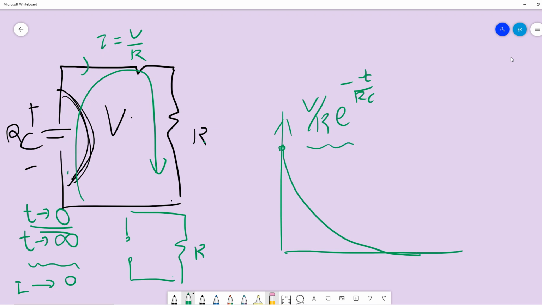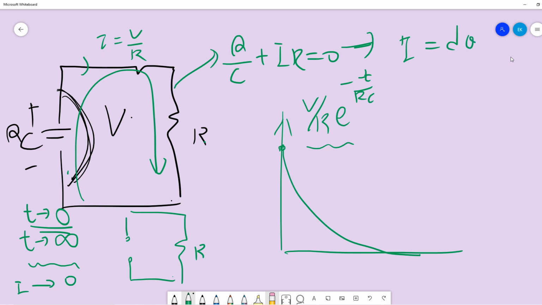If you want to solve it more carefully, you can use the differential equation. And I is just dq over dt. So this is just voltage plus IR is 0, and then you have this. You can solve this Q and do a derivative. And that's it.